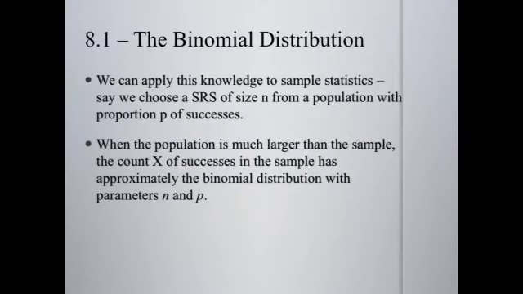We can apply this knowledge to sample statistics. Say we choose an SRS of size N from a population with proportion P of successes. When the population is much larger than the sample, the count X of successes in a sample has an approximately binomial distribution with the parameters N and P, given that they meet the 4 conditions. So we can use this whenever we have a population that is much larger than our sample, but only if it meets the 4 conditions that we talked about.